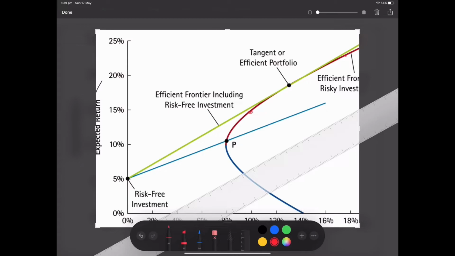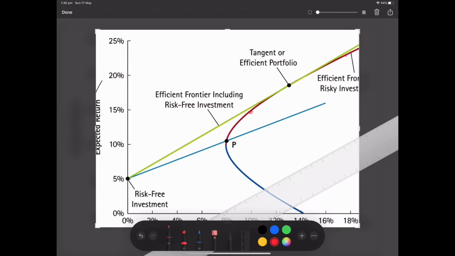So in this case, the green line here is introduced. The green line here is called a tangent portfolio. It's a line that combines the risk-free investment and a particular portfolio P here, such that it's just touching the previous efficient frontier, but is everywhere better than my efficient frontier.